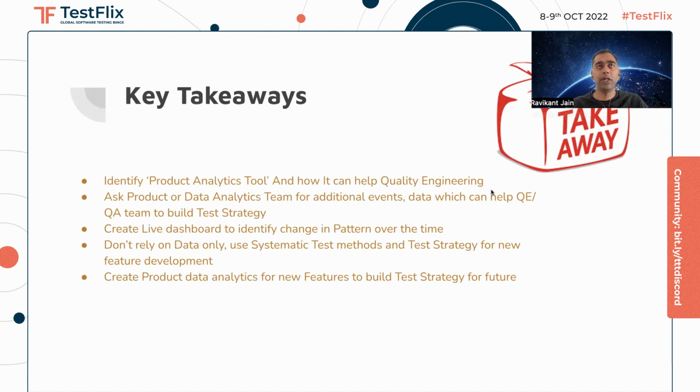Then obviously we need to create a live dashboard to identify what change of pattern is happening, because maybe you're launching new languages or new product lines, and over time you want to see how the changes are happening. So how do I define my test strategy or make a change in the test strategy?